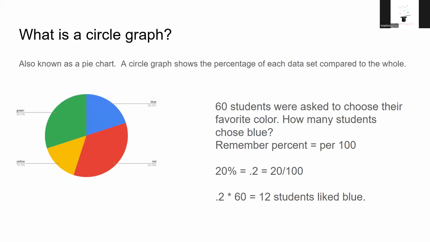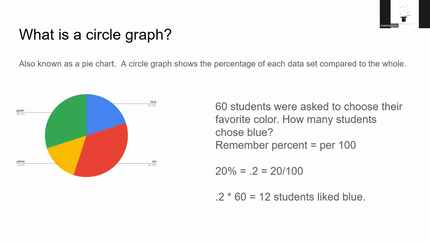A circle graph just shows the percentage of each data set compared to the whole. So when you see a circle graph, it's showing you the portions of 100. Remember, when we see anything that's a percent, that percent literally means per 100. And if you think about it, 1 cent in US dollars is 1/100th of a dollar.